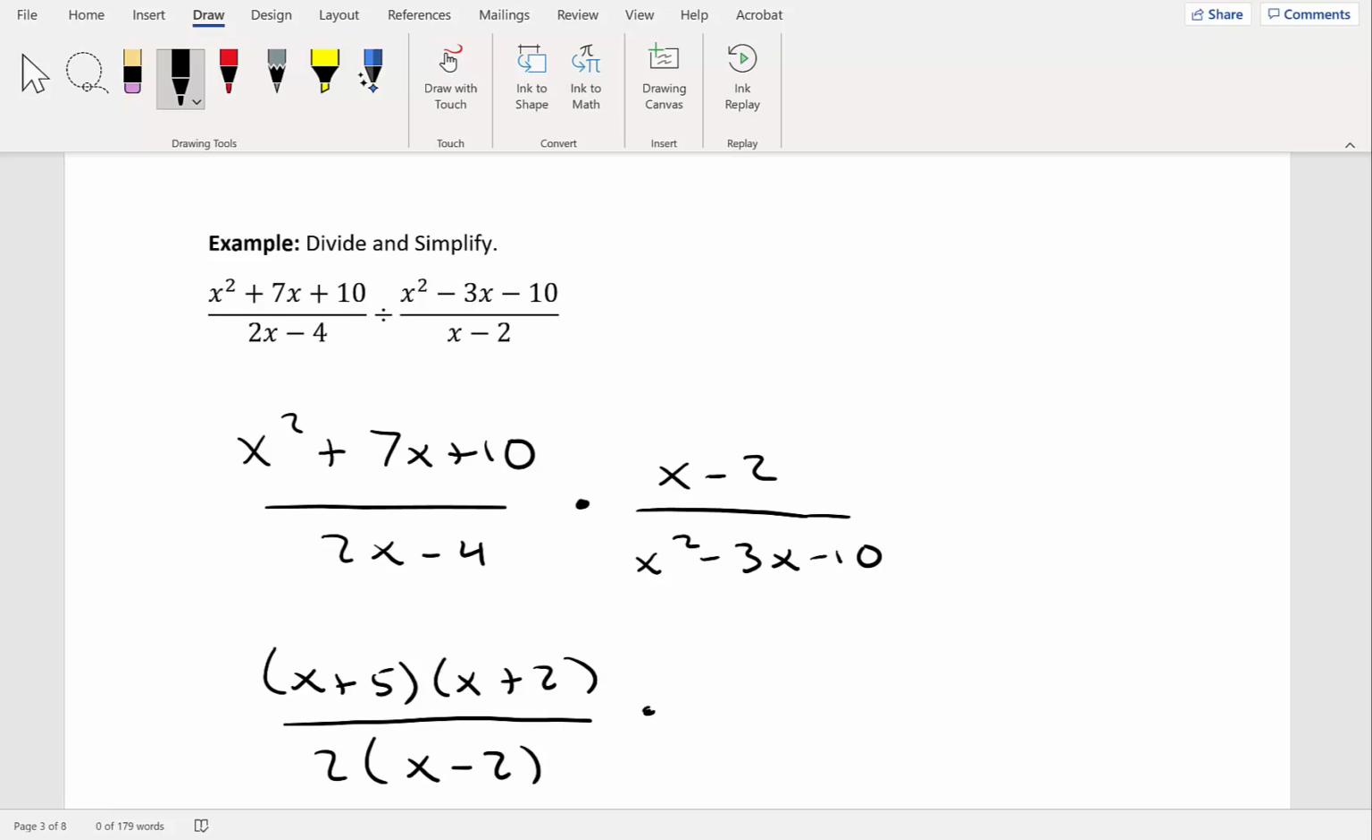And now let's work out the second fraction. Let's completely factor it out. x minus 2, can't do anything with. Now for the denominator, x squared minus 3x minus 10. I need two numbers that multiply to give me negative 10 and add up to negative 3. So I could use x minus 5 and x plus 2.